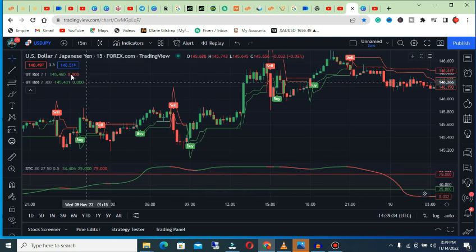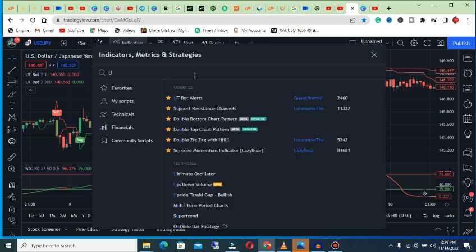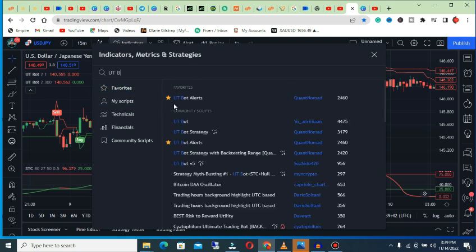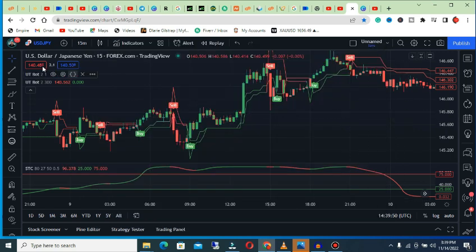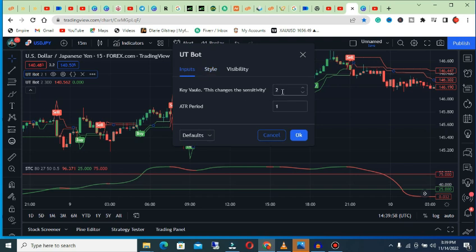For you to put up this indicator, just come over here on the indicator part, on the technical tab, and write UT Bot. When you write UT Bot, you're going to choose this particular one by Drillalian. When you click it, the first one we're going to take is this one right here, and you click the setting. On the input, the key value should be 2, while the ATR period should be 1.